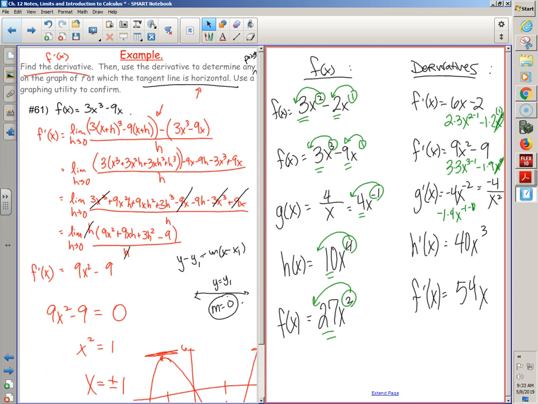But couldn't you have checked to make sure that 9x squared minus 9 was correct by using the power rule, 9x squared minus 9?